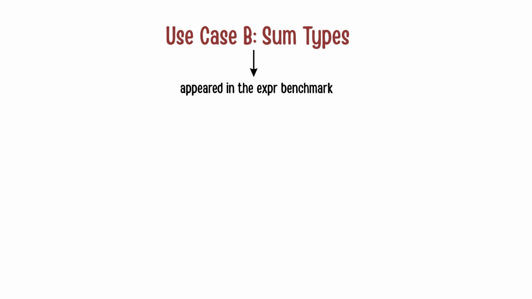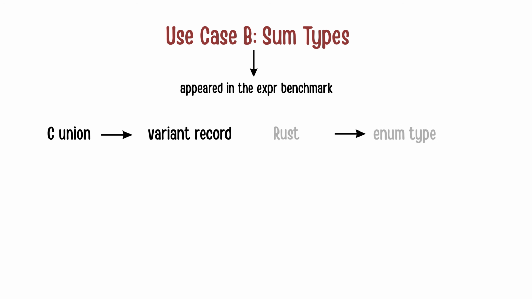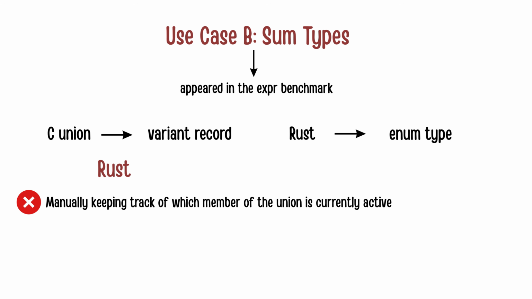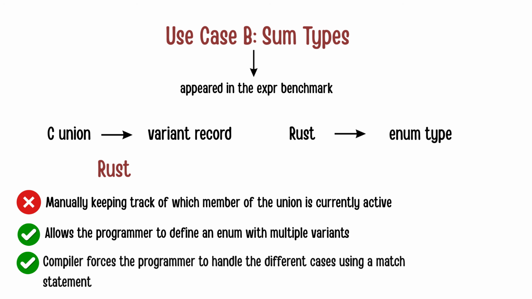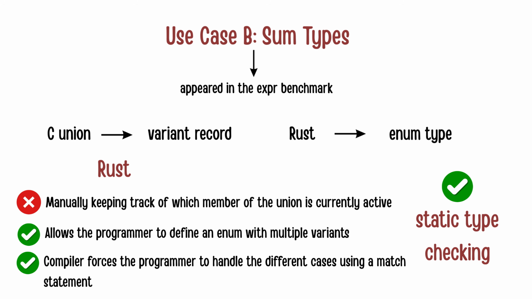In the second use case, the C union was being used as a variant record, or what we'd typically call a sum type. Essentially, a value could represent one of several different alternatives. Rust has a natural abstraction for exactly this situation, the enum type. Instead of manually keeping track of which member of the union is currently active, Rust allows the programmer to define an enum with multiple variants. The compiler then forces the programmer to handle the different cases using a match statement. This provides static type checking and eliminates many of the risks associated with manually interpreting union memory.